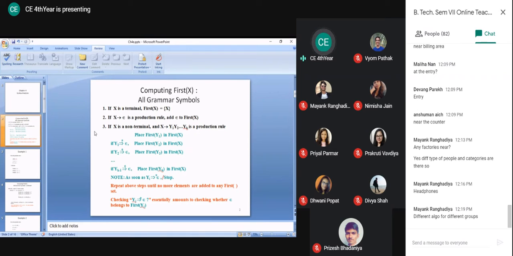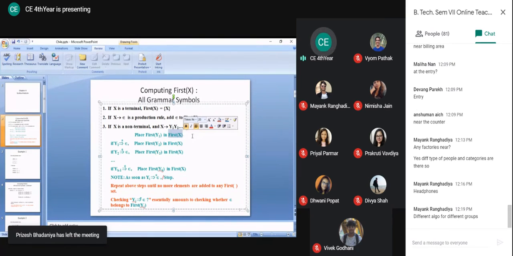So y1, y2, yk can be a combination of terminals and non-terminals. y1 can be either a terminal or a non-terminal. y2 can similarly be a terminal or a non-terminal. And similarly for yk. So now if x is a non-terminal and we have a production x produces y1, y2 up to yk, then first of y1 will be a part of first of x.